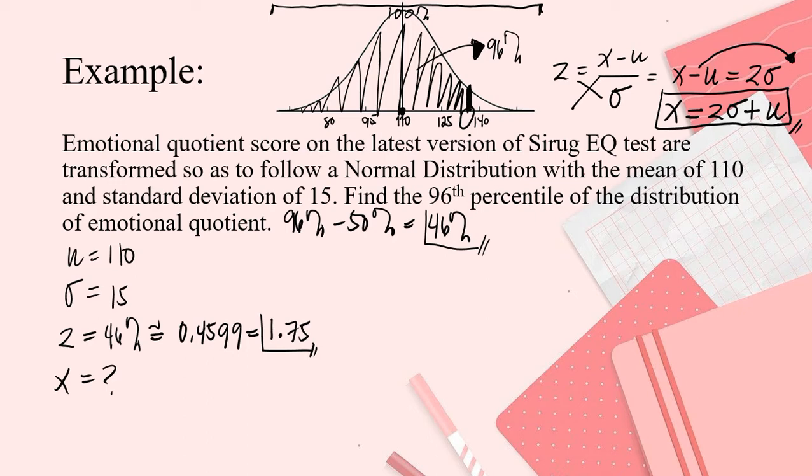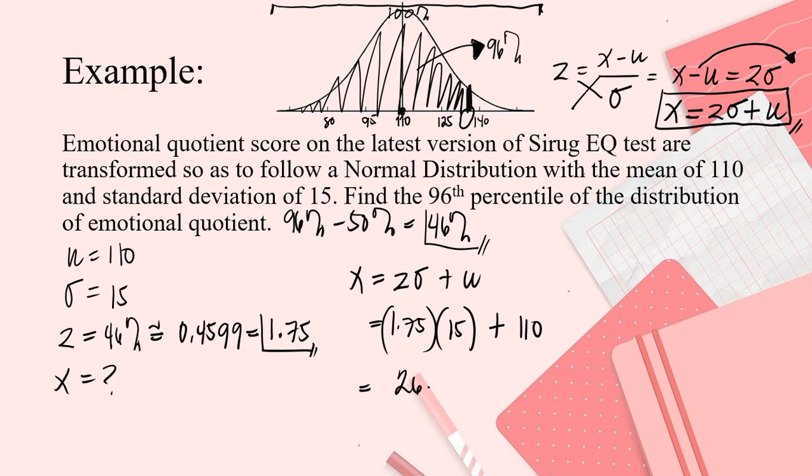Okay, ano yung 96%? So, para makuha natin yan, may given na tayo, substitute. So, we have x is equal to z SD plus mean. So, ang z natin is 1.75. Imumultiply natin yan sa ating SD na 15. Ang result niyan, i-add mo sa mean na 110. So, solve. 1.75 times 15, that is 26.25. Plus 110. So, final answer will be 136.25.